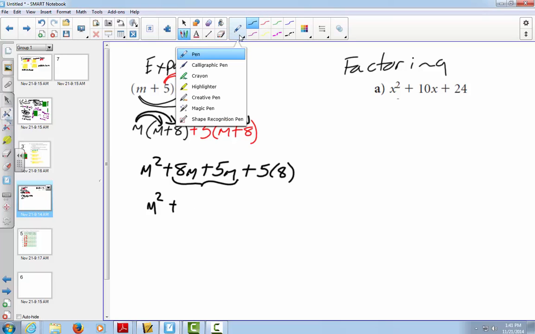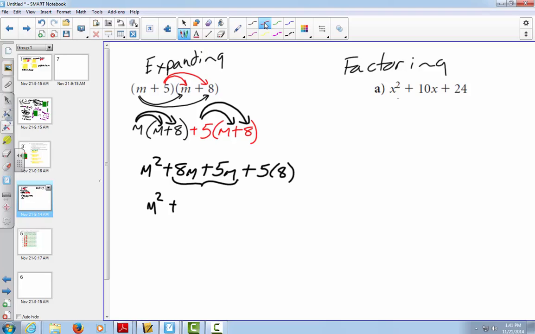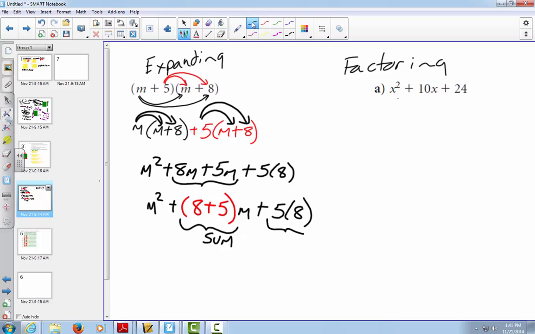8 plus 5, m plus 5 times 8. Now this is a crucial point because what we're looking at, 8 plus 5, is what we call the sum because we've added two things together. And here we have 5 times 8, which is our product.